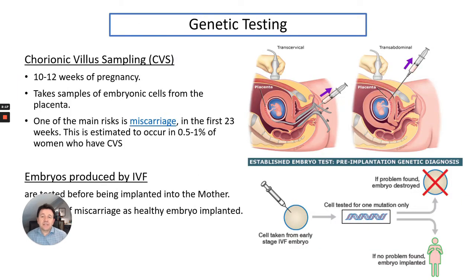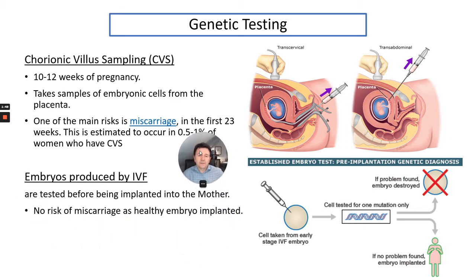The second stage is chorionic villus sampling. Luckily, you don't need to remember the full word for that. If you just remember CVS, that is completely fine. So it's at 10 to 12 weeks of pregnancy, a bit earlier, and you can take samples of embryonic cells from the placenta. And again, the risks are miscarriage and also the same kind of risks as in amniocentesis. Okay, so embryos produced by IVF.